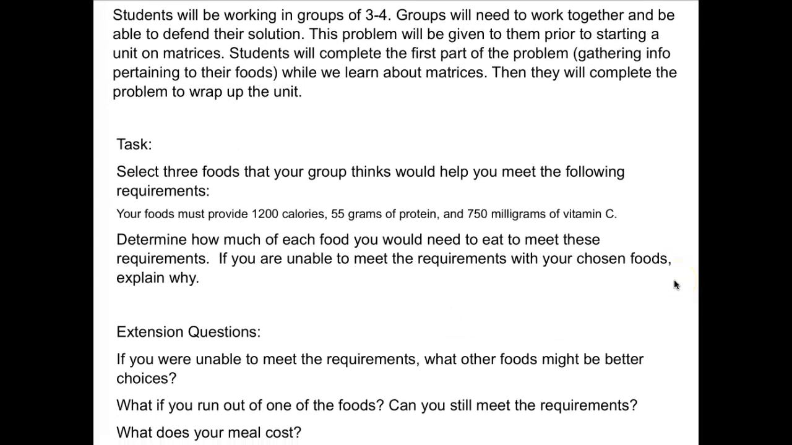So the task I'm going to give them, they need to select 3 foods that the group thinks would help meet the following requirements. Your foods must provide the 1,200 calories, 55 grams of protein, and 750 milligrams of vitamin C from the previous problem. But again, I'm taking away all of the chart information. They are to determine how much of each food they will need to eat to meet those requirements. And if you're unable to meet the requirements with the chosen foods, explain why.